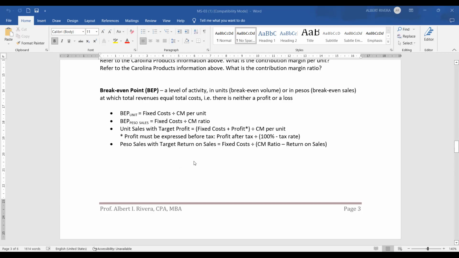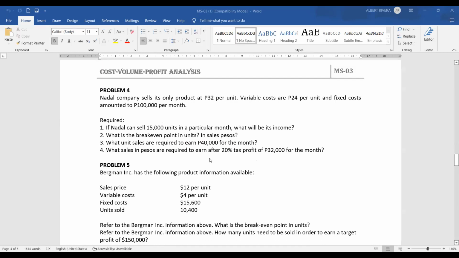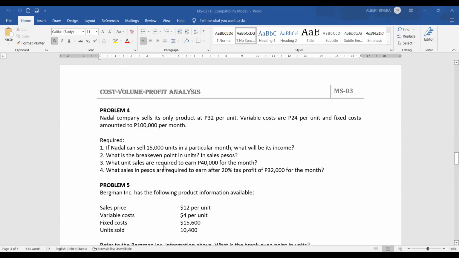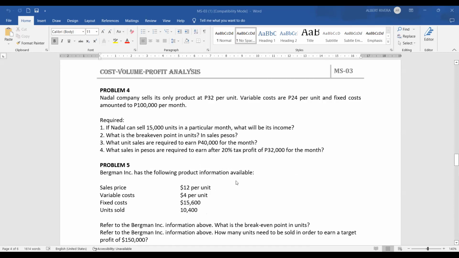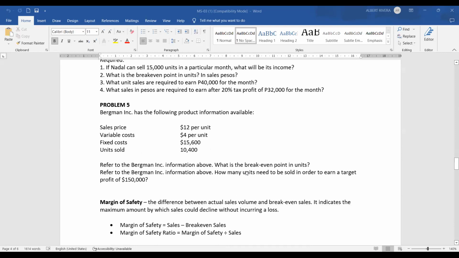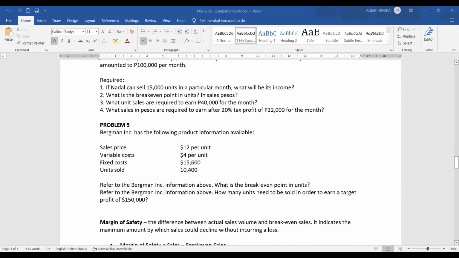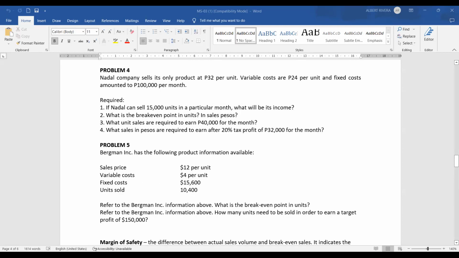So to better explain this concept, we will be using problem 4. In problem 4, there are 4 requirements: 1, compute the net income at 15,000 units; then what is the break-even points in units and in pesos? What is the unit sales required to earn 40,000? And what is the sales in pesos required to earn an after-tax profit of 20% of 32,000 for the month? Okay, so there is such a required profit in item number 4. Okay, so let's copy this in Excel.